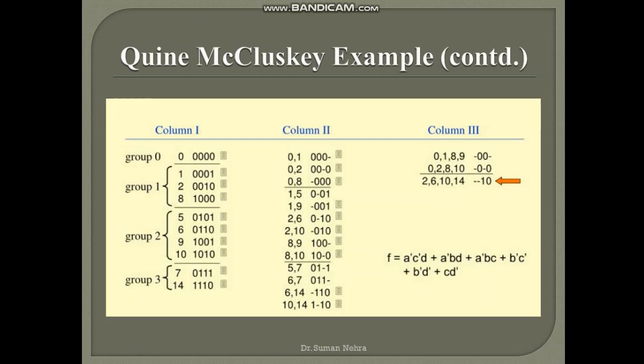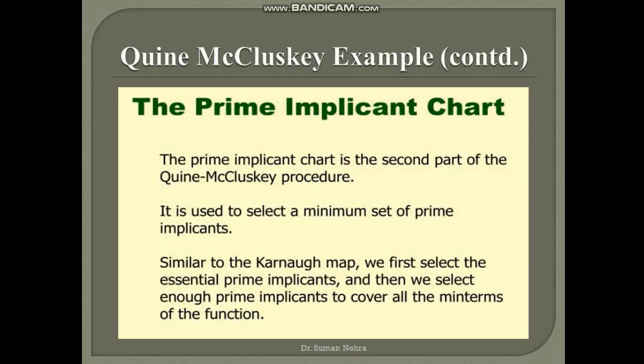Here the first part of the Quine-McCluskey method is completed. Now we have to form the prime implicant chart. The prime implicant chart is the second part of the Quine-McCluskey procedure. It is used to select a minimum set of prime implicants similar to the K-map. We first select the essential prime implicants and then we select enough prime implicants to cover all the minterms of the function.